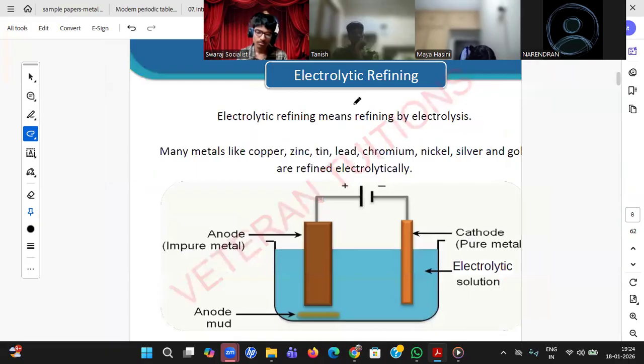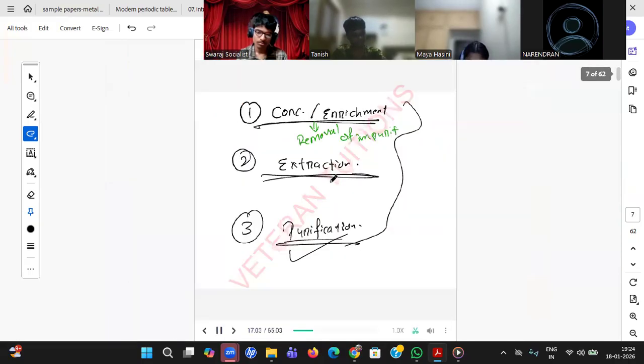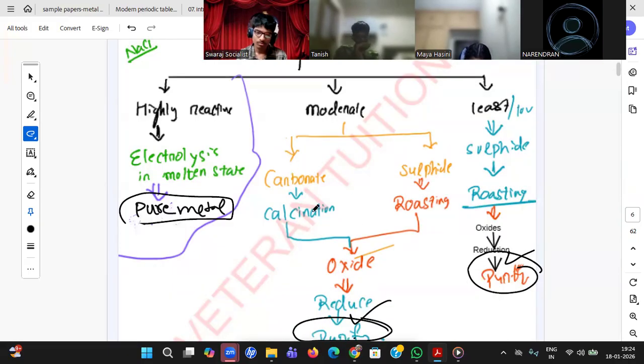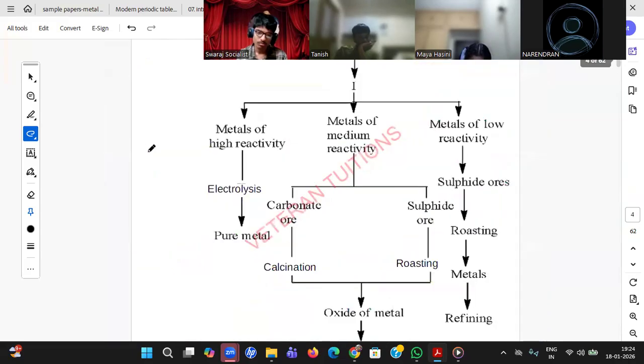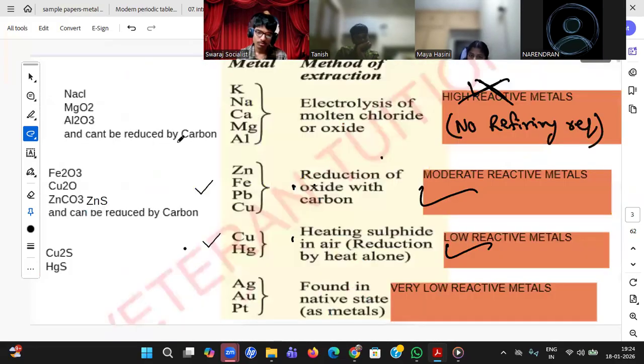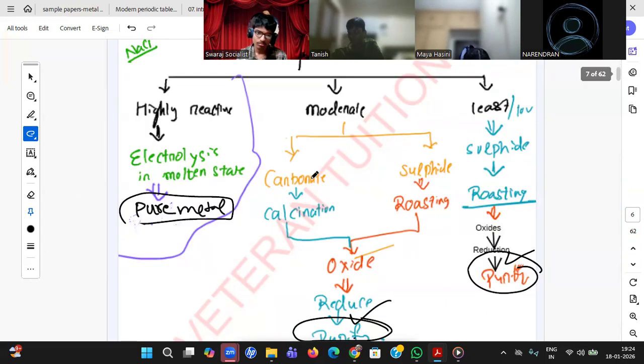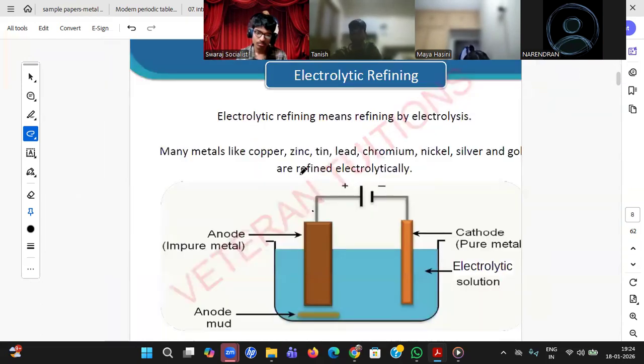As you have already seen, electrolytic extraction. So what is the procedure? Electrolysis we have already seen for extraction. The same procedure will be used for the purification also. The procedure is the same, but little changes are there. Here the word is electrolytic refining, electrolytic purification. There is electrolytic extraction or electrolytic reduction, but here it is electrolytic refining.